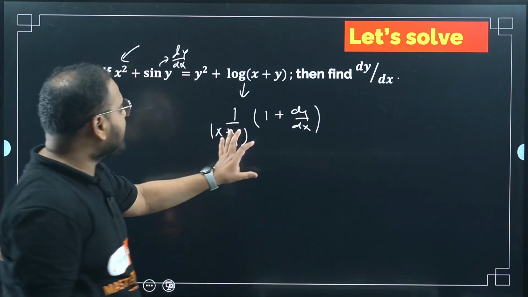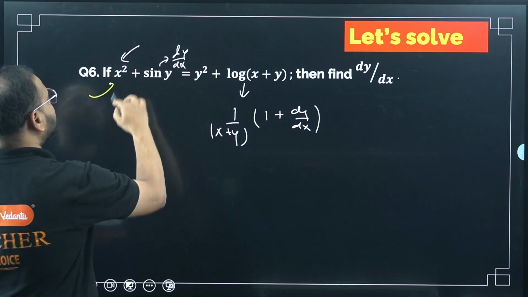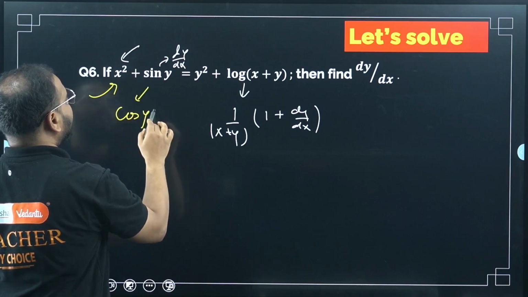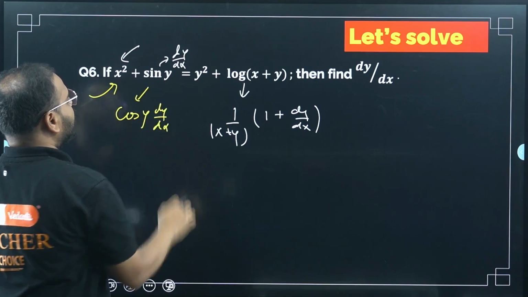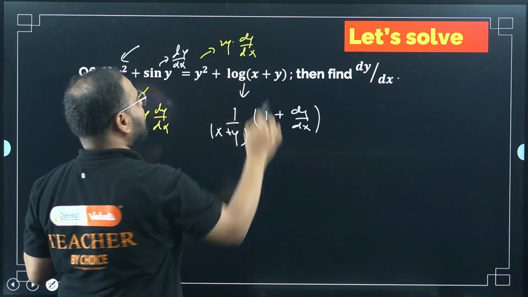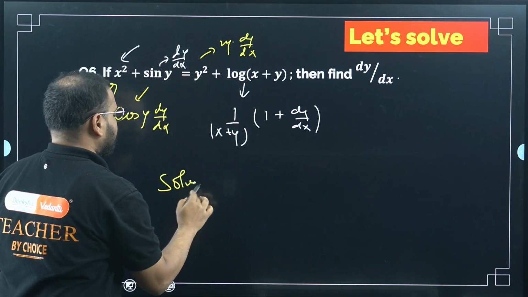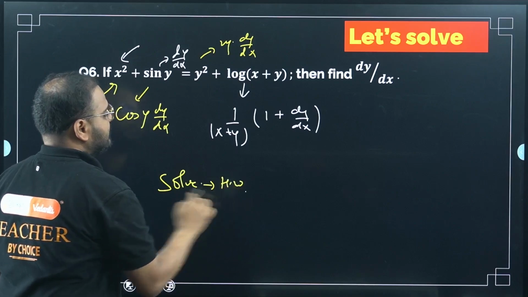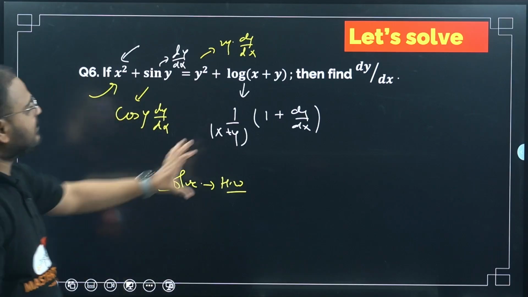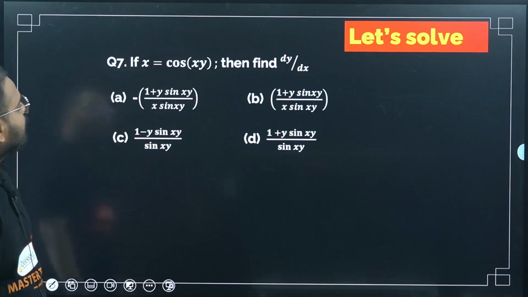So this way you can try this question. First differentiate x squared, then for sin y you get cos y dy/dx, and for y squared you get 2y dy/dx. I've given the steps. Simplify this and get the answer. Solve this as homework. Very simple question. Try this on your own. Find the value of dy/dx by differentiating both LHS and RHS with respect to x.